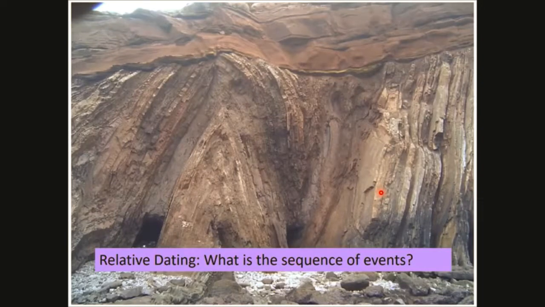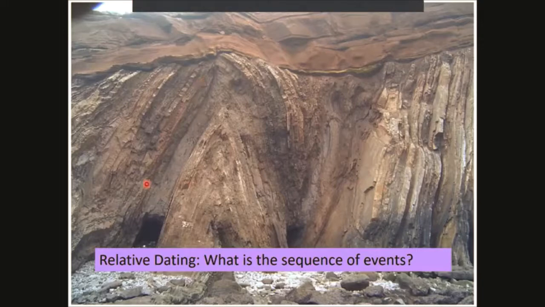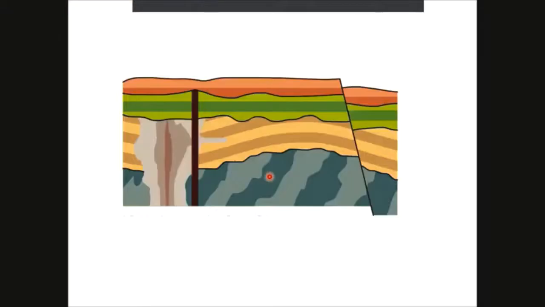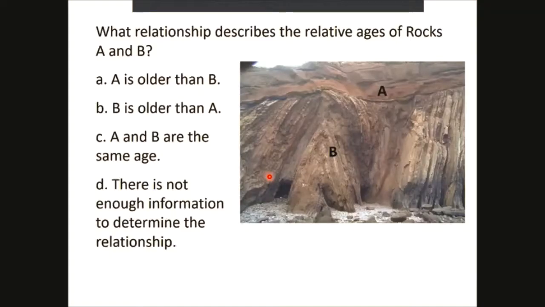So I see this geologic section here. And so using relative dating, we can piece together a sequence of events. So what relationship describes the relative ages of rocks at location A and location B? Is A older than B, is B older than A, are A and B the same age, or is there not enough information to determine a relationship? Well, superposition tells us that rocks at the bottom are older, rocks on top are younger. So superposition would tell us that B is older than A. So the answer would be B.